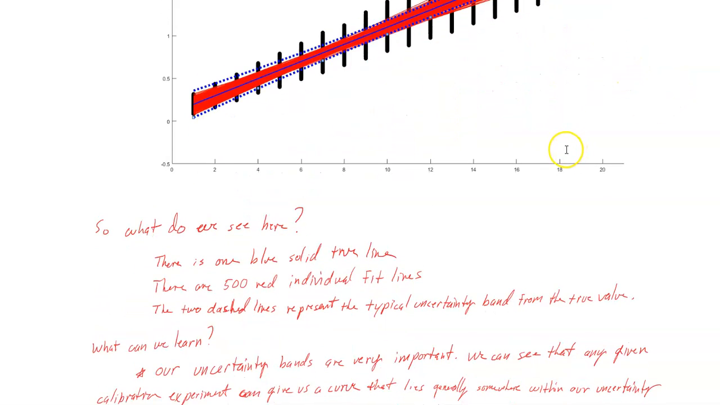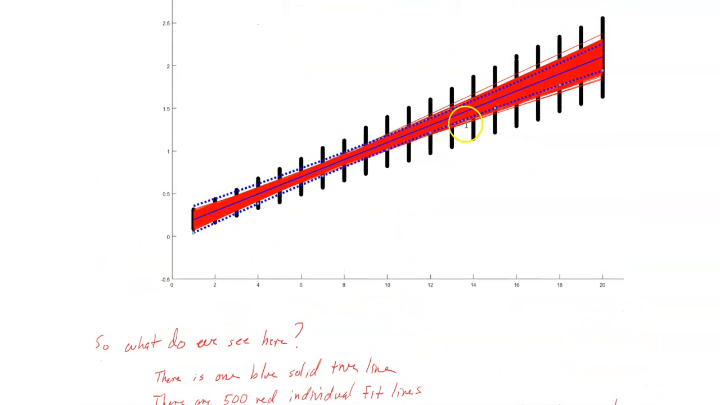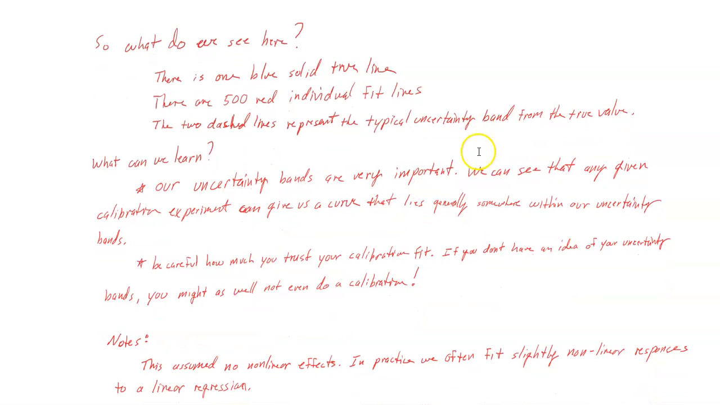And so what did we learn? Well, our uncertainty bands are very important. We can see that any given calibration experiment can give us a curve that lies somewhere within our uncertainty bands, right? If we could have gotten any one of these red lines when we did that one calibration. And so how much can we trust it? Well, we can only really trust it within our uncertainty bands. And so be careful how much you trust your calibration fit. If you don't have an idea of your uncertainty bands, if you don't go through this effort to calculate it, you might as well not even do a calibration at all.